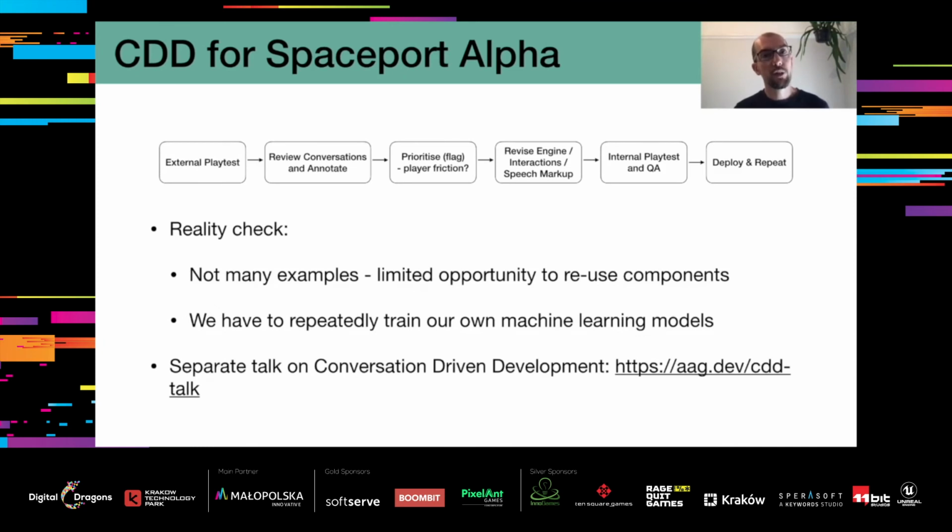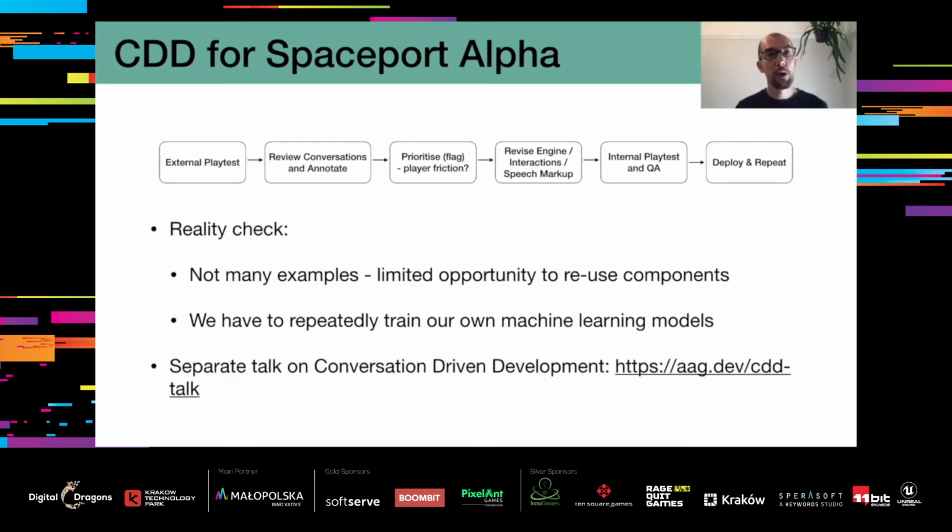So I'd like to summarize how I'm using conversation-driven development for Spaceport Alpha. I start off with an external playtest of my current prototype. The player speaks to the game, interacts with it, explores, pushes it to its limits. After that, I can review these conversations and annotate them. What worked well? What didn't work at all? What's in the middle? This helps me prioritize and understand what to work on next.